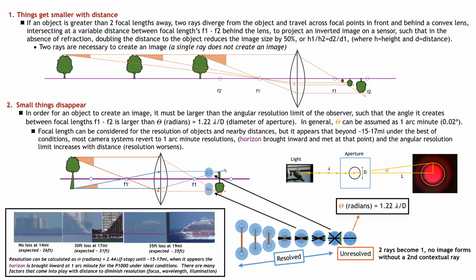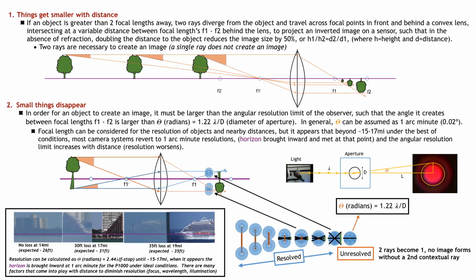But just to summarize the effect, if an object is greater than 2 focal lengths away, 2 rays diverge from the object and travel across focal points in front and behind a convex lens, intersecting at a variable distance between focal points or focal lengths f1 to f2 behind the lens. We've diagrammed that below. They project an inverted image on a sensor such that in the absence of refraction, doubling the distance to the object reduces the image size by 50%, or what we've talked about before, h1 over h2 for 2 differing heights gives us 2 differing distances in the relationship of d2 over d1, where h equals height and d equals distance. So again, if you double the distance to an object, its size reduces by 1/2. And again, 2 rays are necessary to create an image. A single ray does not create an image. In other words, we see the world in angular size.